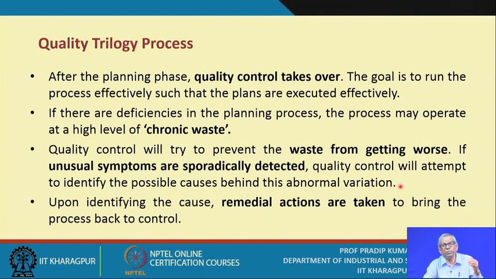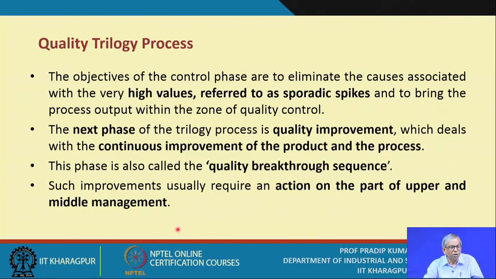That means there is some normal variation you have to allow, and this is a part of the system. But if you find abnormal variation, that means there are some specific causes, which are referred to as assignable causes. So your control system should be such that you are able to identify these assignable causes. Upon identifying the cause, remedial actions are taken to bring the process back to control. This abnormal variation is sometimes shown as sporadic spikes.